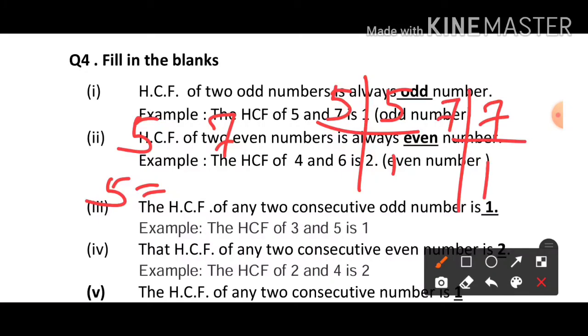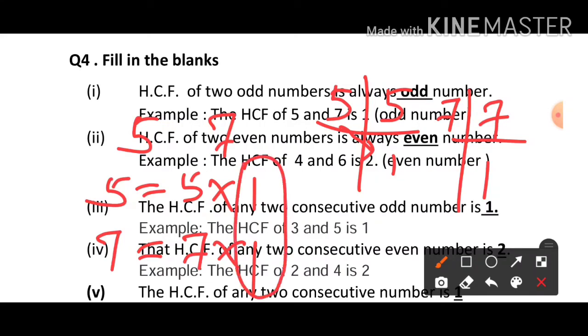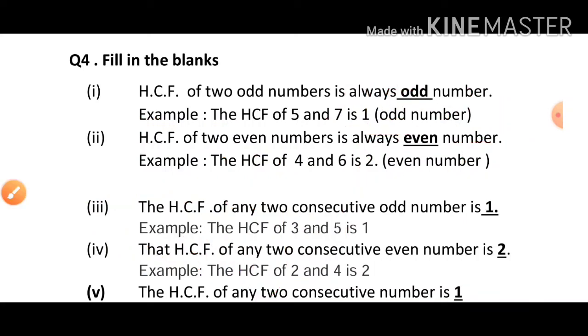It means its factors are, we have to write like this, 5 into 1, and factors of 7 are 7 into 1. So the common factor HCF will be here 1 only, and we know that 1 is also an odd number. So you can say that the HCF of two odd numbers is always an odd number. If you find the HCF of any two odd numbers like 7, 9, 11, 13, the answer will always be an odd number only.